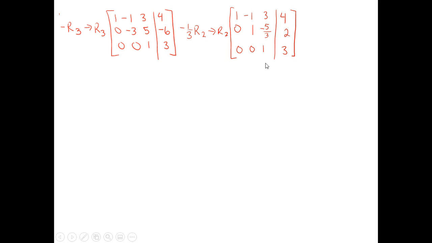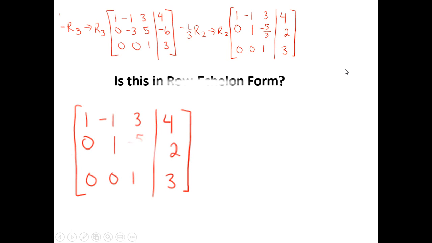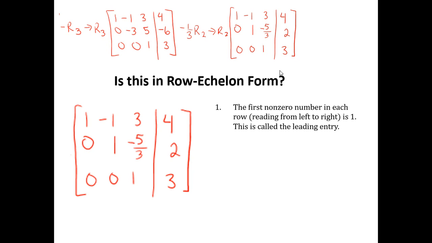So at this point, we can ask ourselves, is this in row echelon form? Let's take a look. Is the first non-zero number in each row, reading from left to right, a 1? Yes. We got a 1 in the first row. We got a 1 in the second row to the right of the first row. And then lastly, we have a 1 in the last row to the right of the row above it.